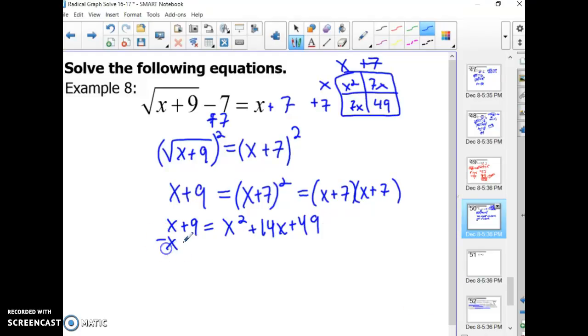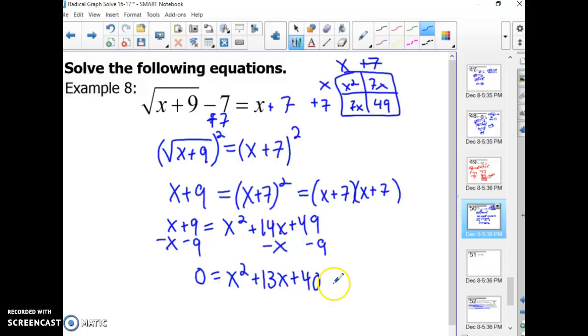I minus x from both sides, minus 9. I just want to go get it equal to 0. Minus x, minus 9. So then I get this: 0 is equal to x squared, add 13x, add 40. Okay, beautiful thing, right? Set equal to 0. I check to see if it factors.